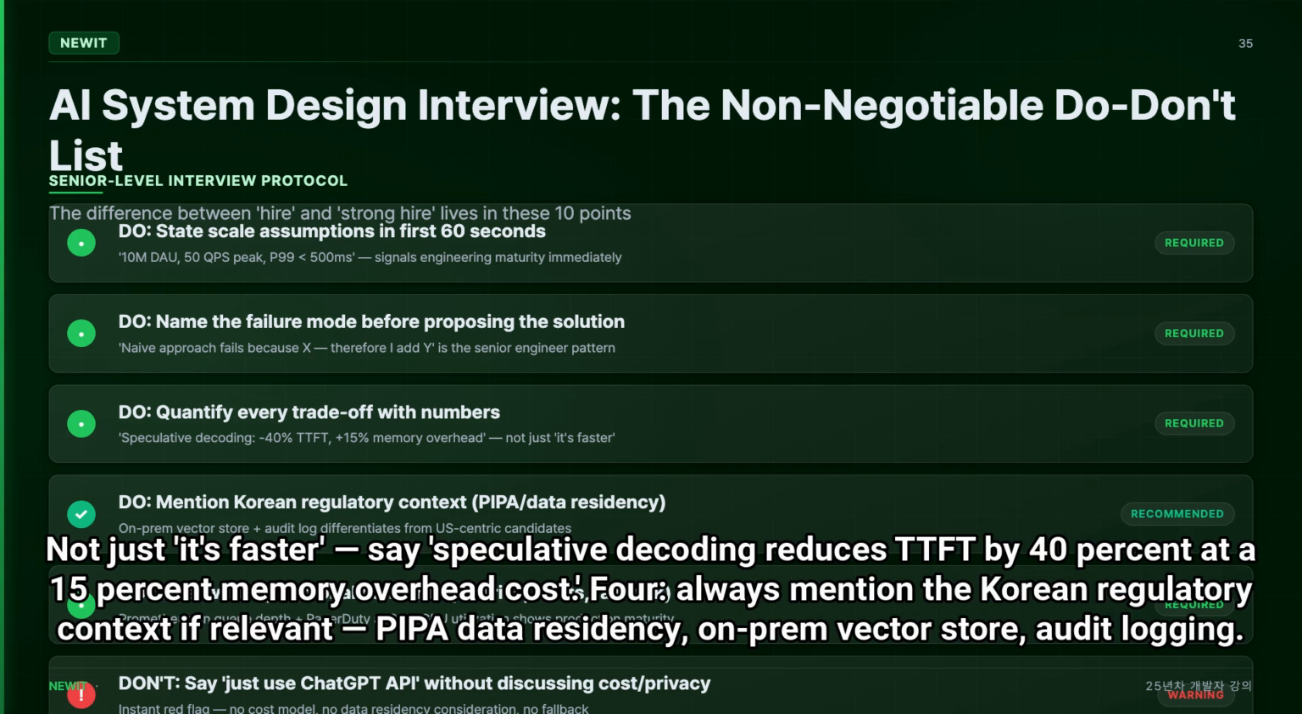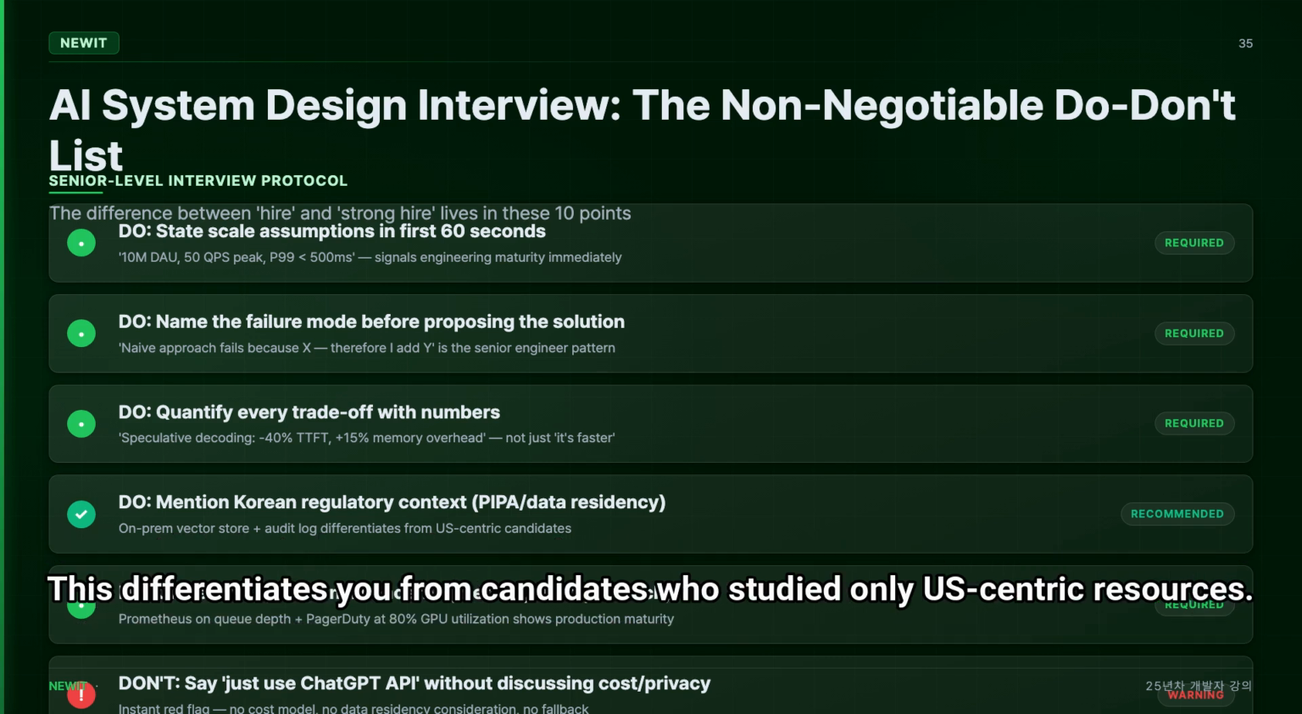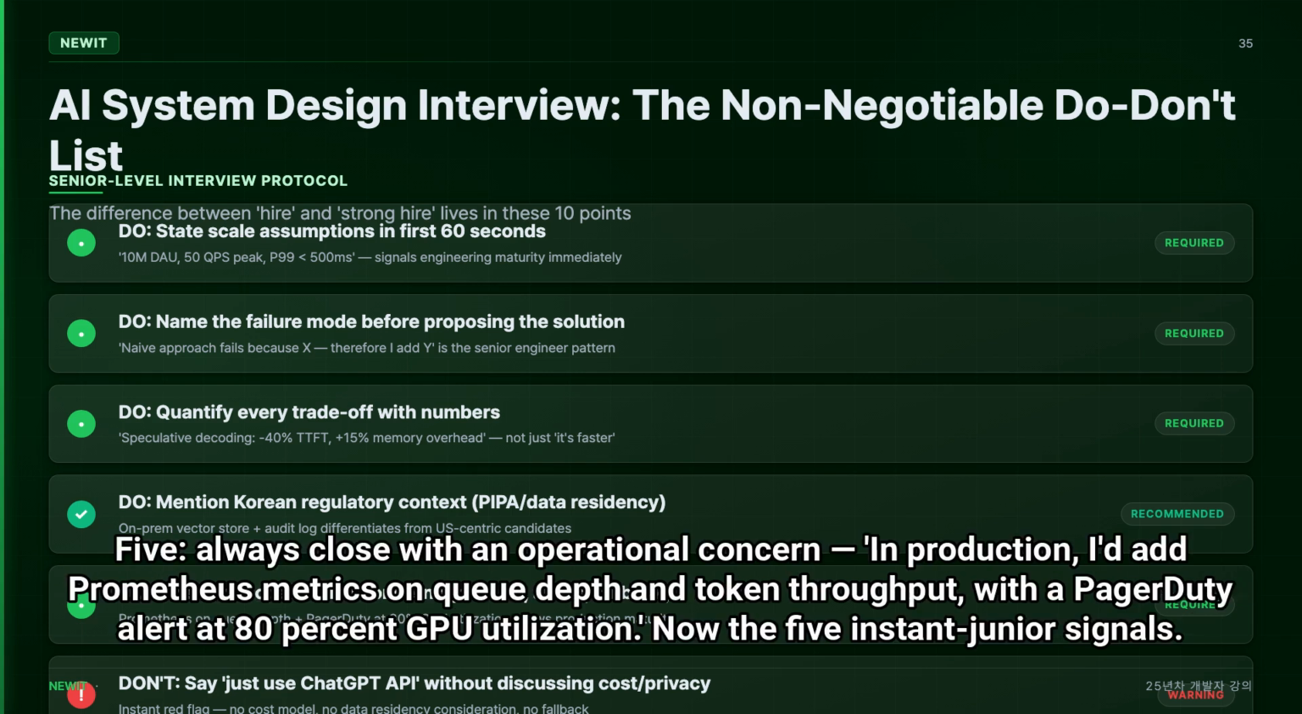4. Always mention the Korean regulatory context if relevant: PIPA data residency, on-prem vector store, audit logging. This differentiates you from candidates who studied only US-centric resources. 5. Always close with an operational concern. In production, I'd add Prometheus metrics on queue depth and token throughput, with a PagerDuty alert at 80% GPU utilization.